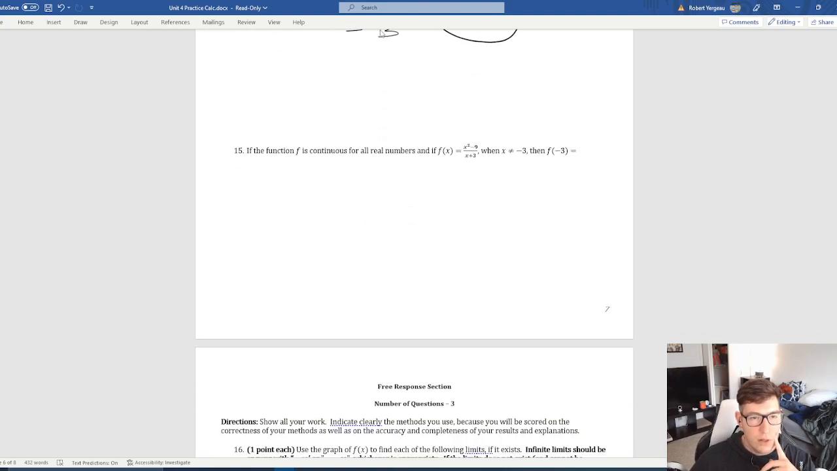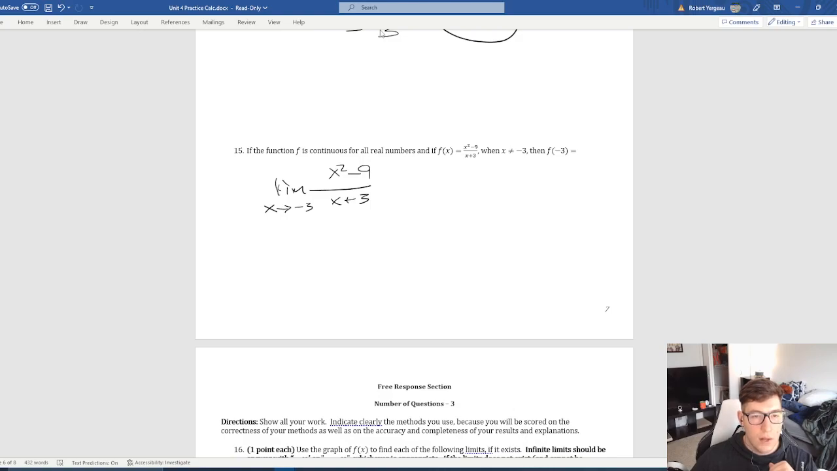15, if the function f is continuous for all real numbers for this lovely fraction, when x is not equal to 3, then f of -3 is equal to... So, again, this is one of those questions that we haven't really seen something quite like it. And so, essentially what we have to do is we just have to find the limit of this. We know that the limit has to exist, and for this to be continuous, the function value needs to equal the limit. And so f of -3 has to be whatever the limit is as x approaches -3 of x squared minus 9 over x plus 3. Well, right away, that's going to go to 0 over 0, right?